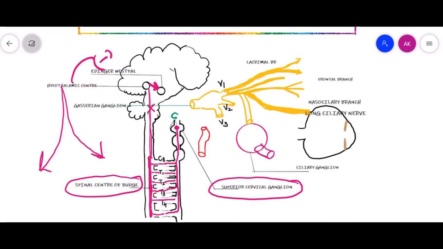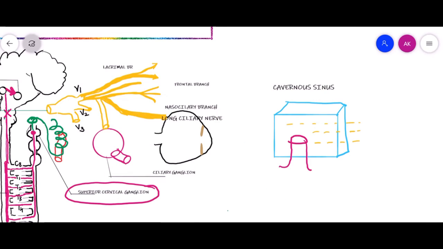Okay, now as they enter the skull, they are going to come across the internal carotid artery, and they are going to coil around the carotid artery. Now this is called the carotid plexus. Okay, now from here they are going to go up to the cavernous sinus. Let us imagine this box to be actually the cavernous sinus.